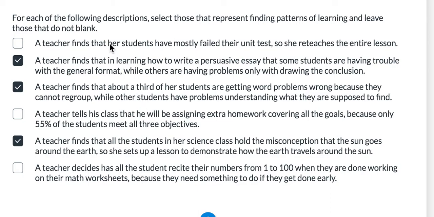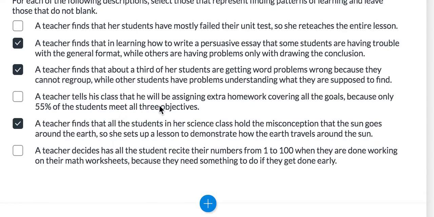In this case, if students fail their test and then you reteach the entire lesson, that doesn't work, because you're not looking at a pattern, you're just looking at an all-or-nothing thing. It's not tied to objectives. There's no description of why they failed it, and then you're just doing what you did over. In contrast, in learning how to write a persuasive essay, some students have trouble with the general format, while others are having problems only with drawing the conclusion. So now I can make a plan to differentiate my instruction, and these are the reasons why people are failing. Not just that they failed, but why are they failing?